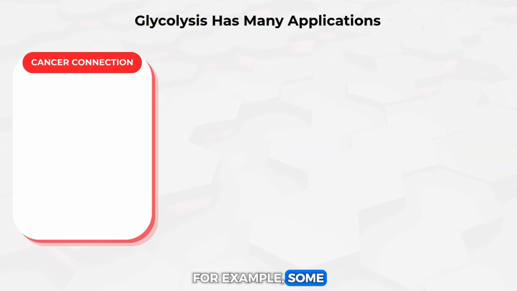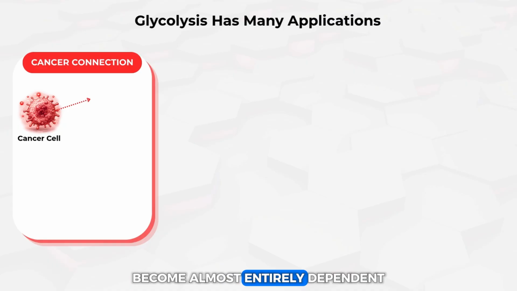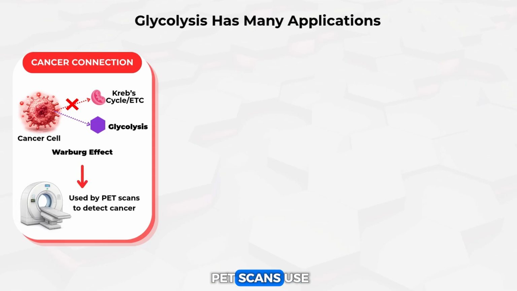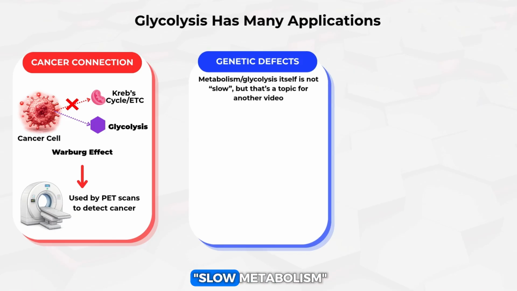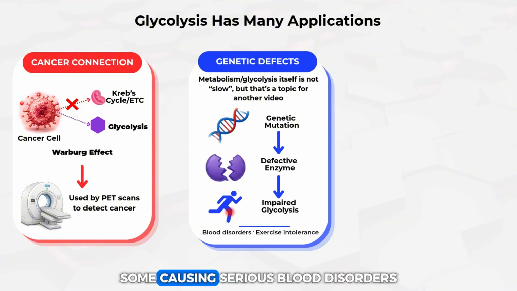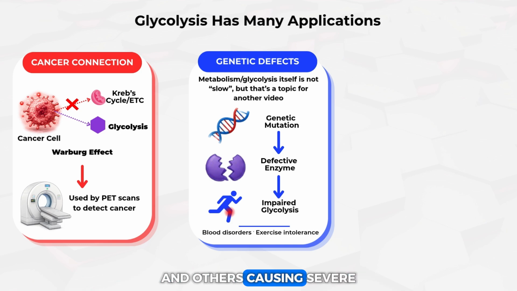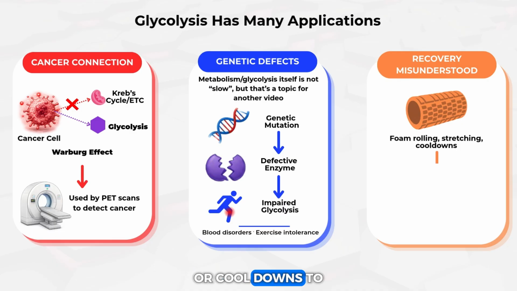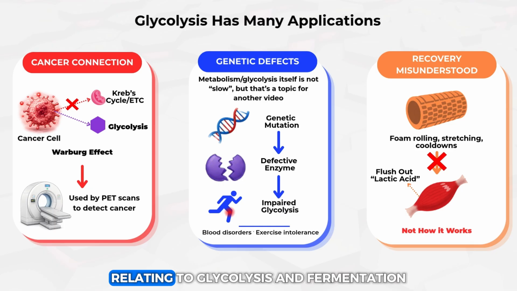For example, some cancer cells become almost entirely dependent on glycolysis for energy production through a process called the Warburg effect. This is exactly what PET scans use to determine if patients have cancer. And while most people who say they have a slow metabolism aren't really getting it right, there are rare genetic enzyme defects that can affect the pathway, some causing serious blood disorders and others causing severe exercise intolerance. And foam rolling, stretching, or cool downs to flush out lactic acid after exercise, that's another misunderstanding relating to glycolysis and fermentation.